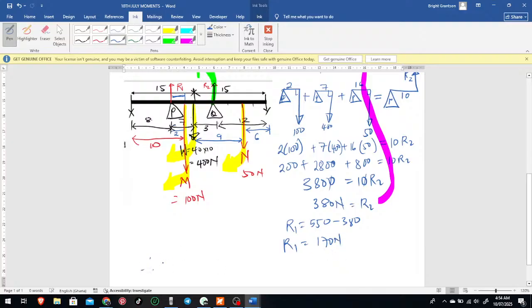So the pressure exerted at P is 170 newtons and at Q is 380 newtons. Are you okay now? Yes, please.